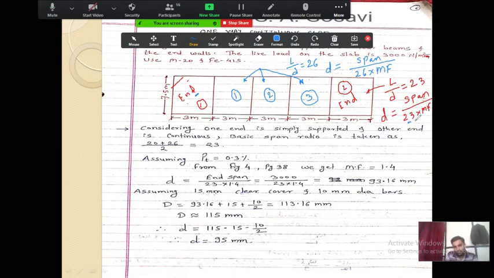Okay, where this 23 comes from, that I also told you: 20 plus 26 by 2, which is given in the IS code. So this is the important thing which you must understand. Now I hope you are clear with this.